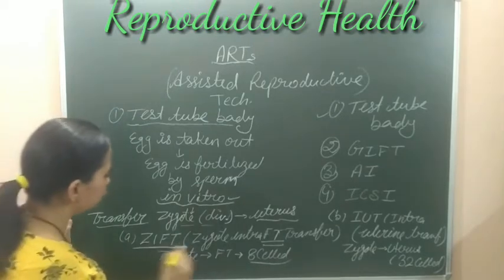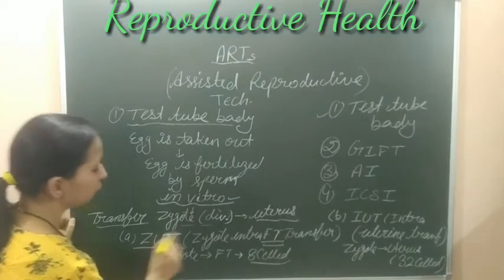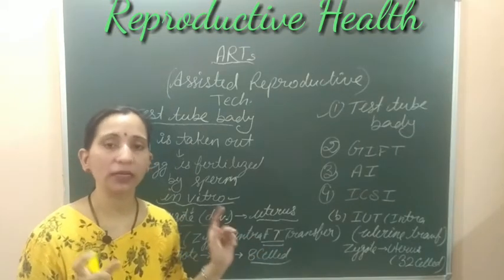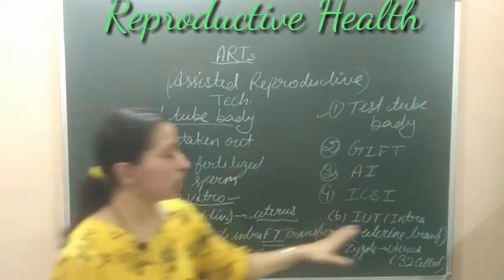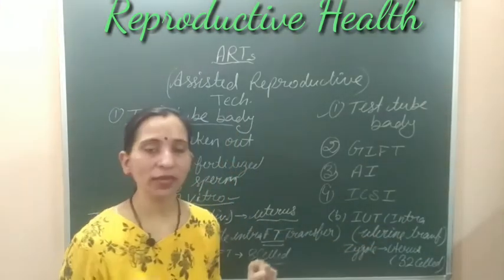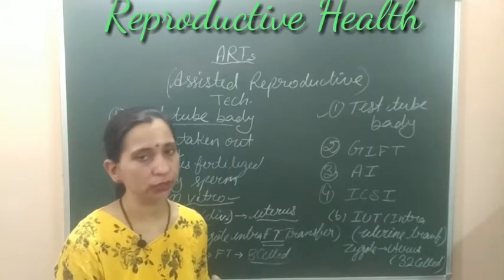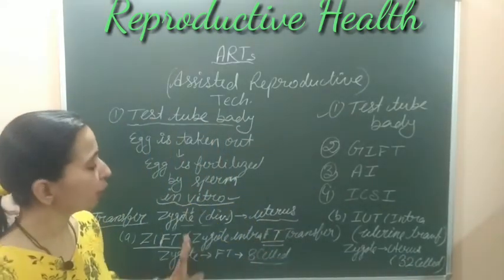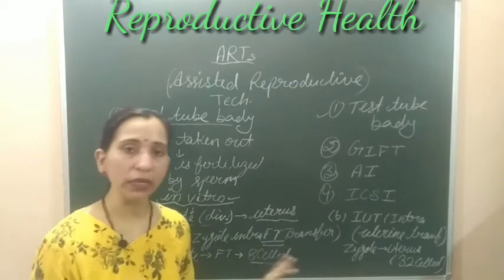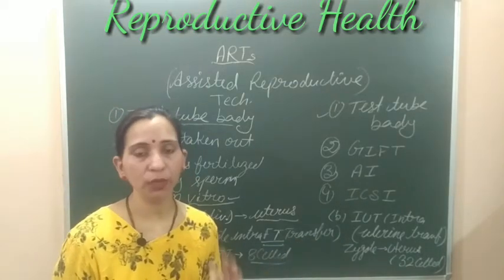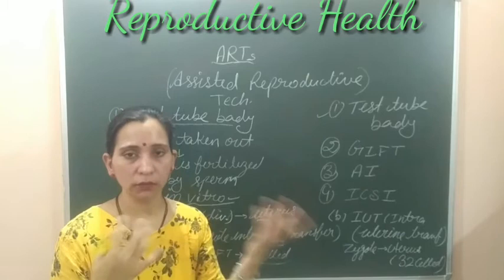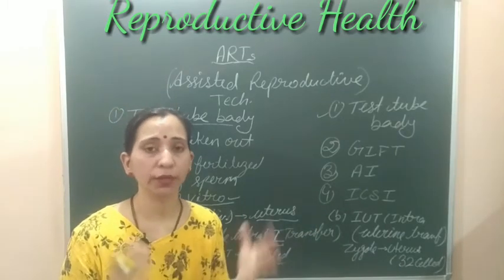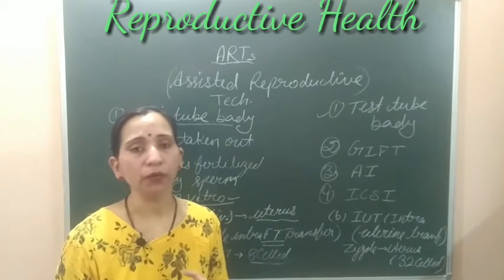The first one is ZIFT, that is zygote intrafallopian tube transfer, where the zygote is transferred into the fallopian tube at 8 cell stage. Another one is intrauterine transfer, where zygote is transferred directly into the uterus at 32 cell stage. Here, one thing you should remember that when this zygote is transferred into the female body, the female is provided with some particular hormone, so that her body becomes capable for the implantation.